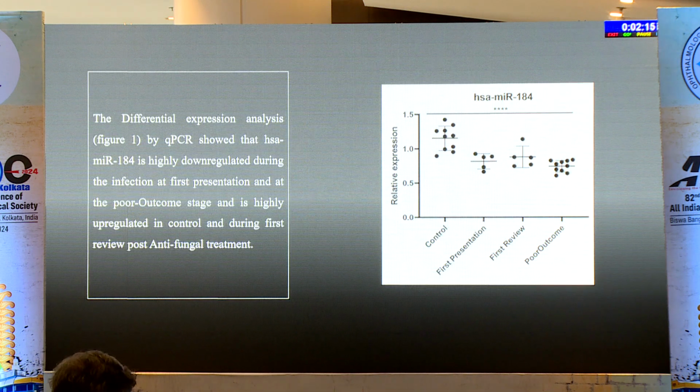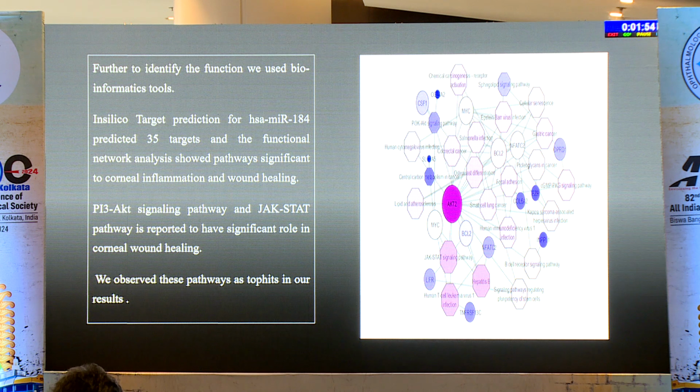So what we saw in our results was that differential expression analysis showed miRNA-184 was highly down-regulated at first presentation of the infection and in the poor outcome samples, whereas it was up-regulated in controls and in the patients who were responding well to the treatment. Another thing we noted, when we looked at the target predictors, was two pathways, the PI3K-AKT signaling pathway and the JAK-STAT pathway, which were our top hit pathways and targets for miRNA-184.